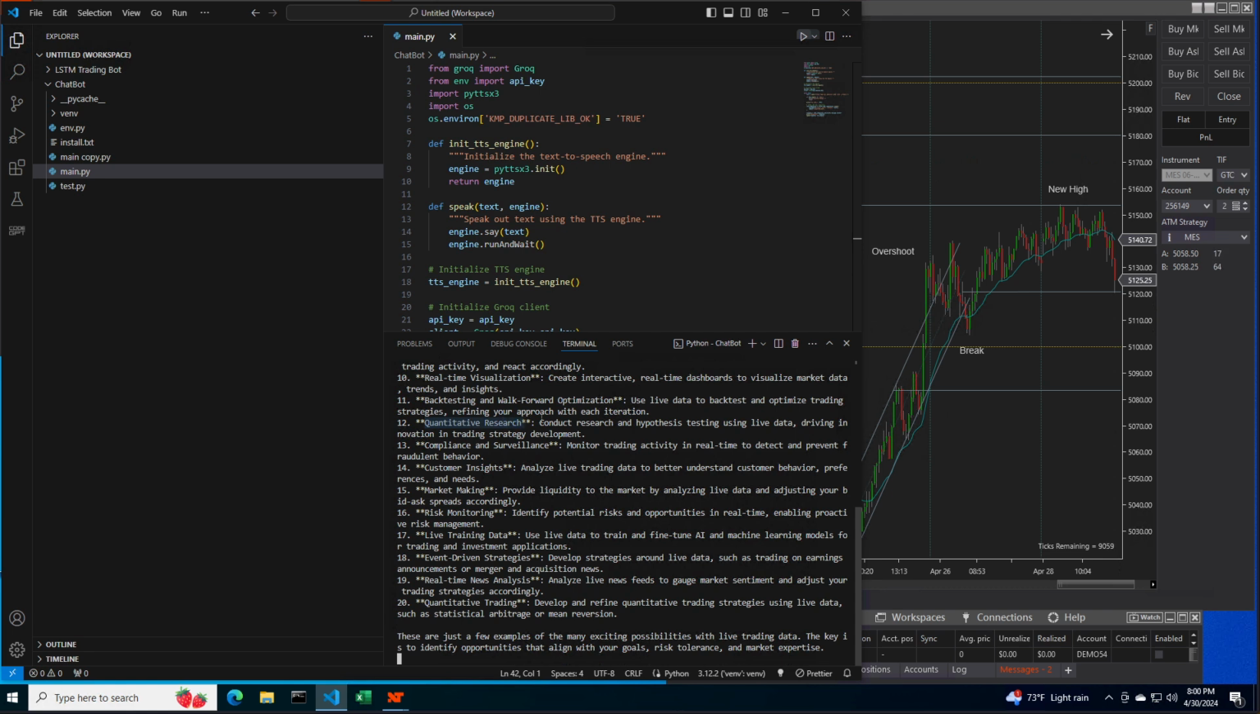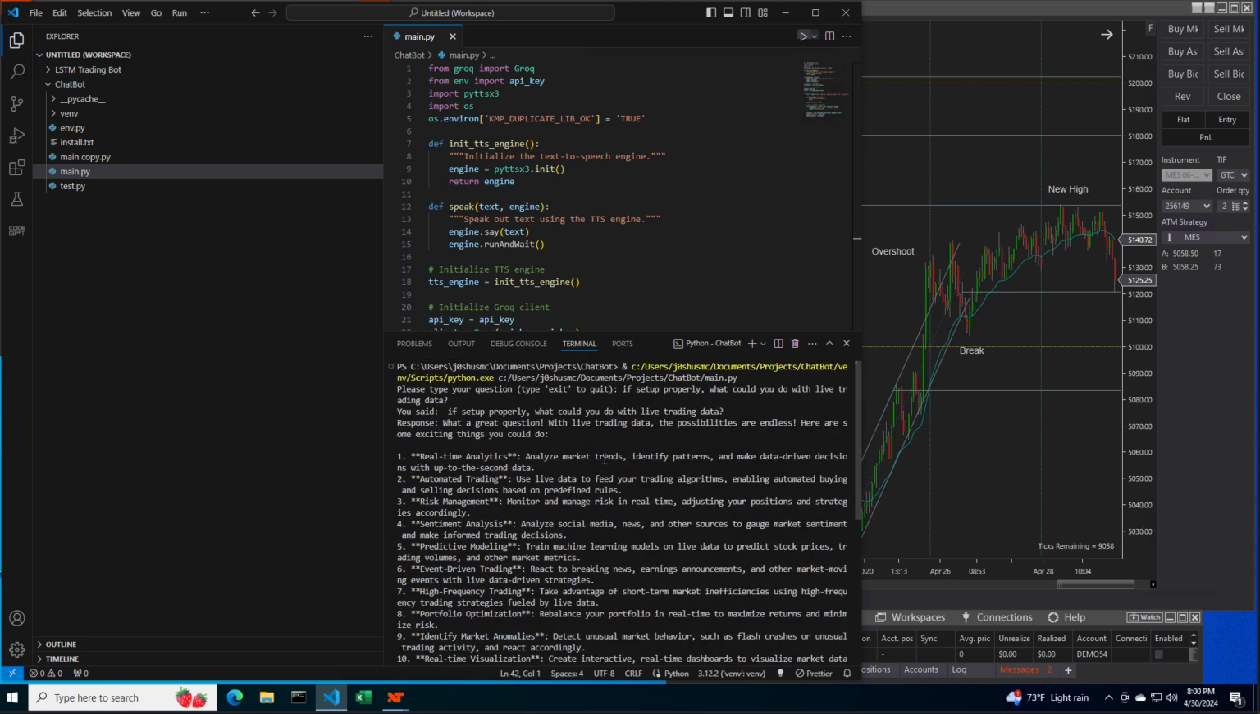Risk management is the one I'm kind of interested in. I can ask it, how are the markets, the overnight markets, and it tells me. And other sources to gauge market sentiment and make informed trading decisions. 5. Predictive modeling. But it just seems like the possibilities are endless.